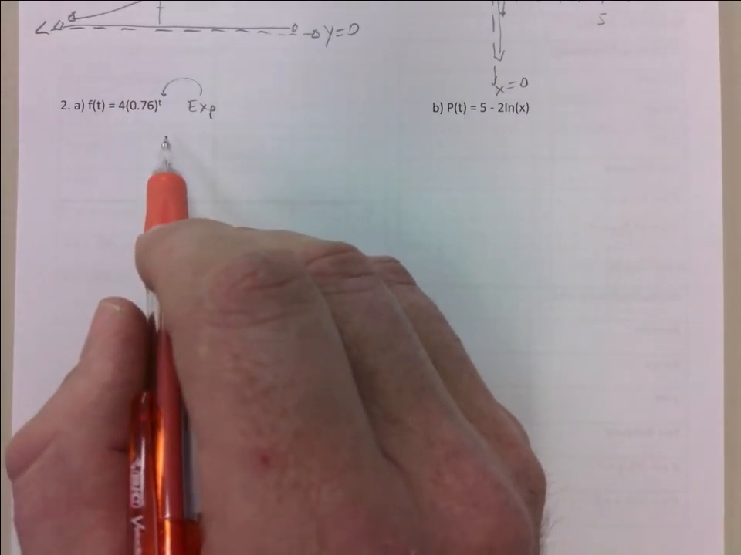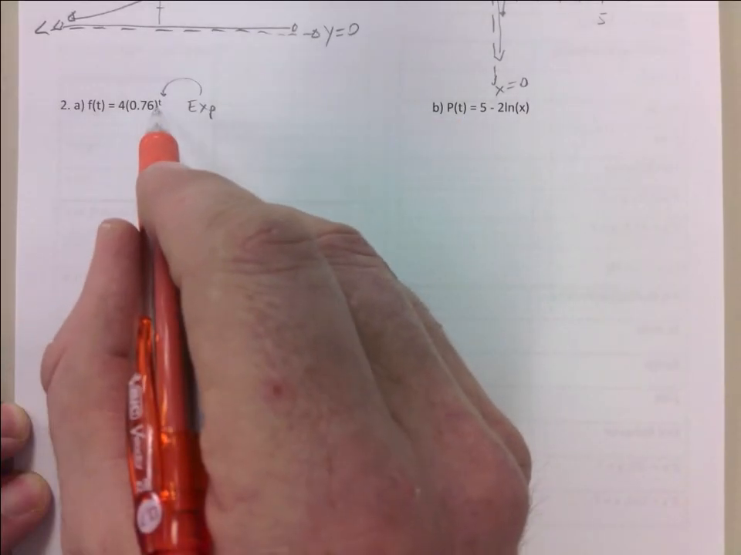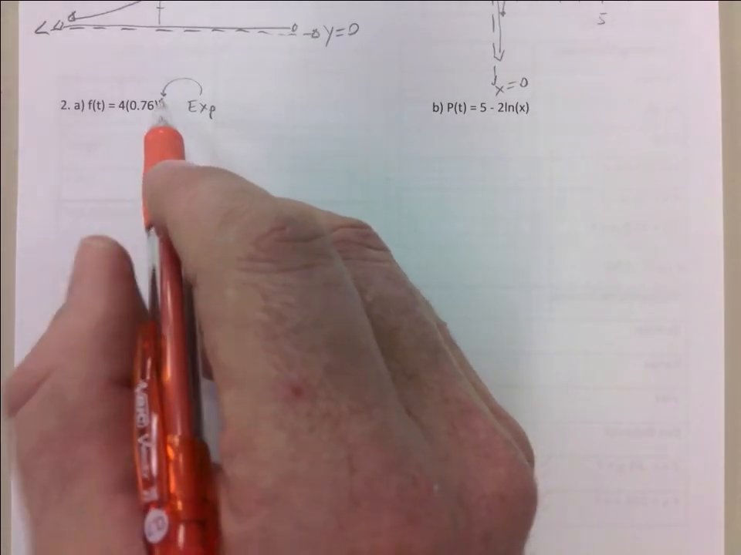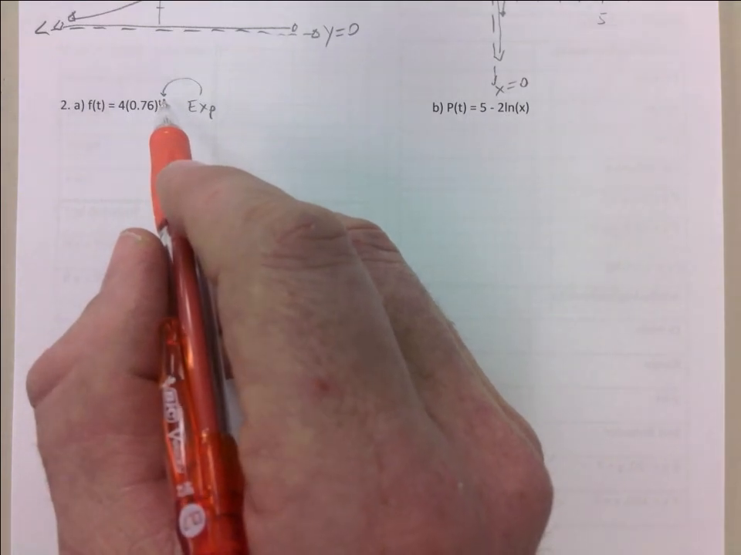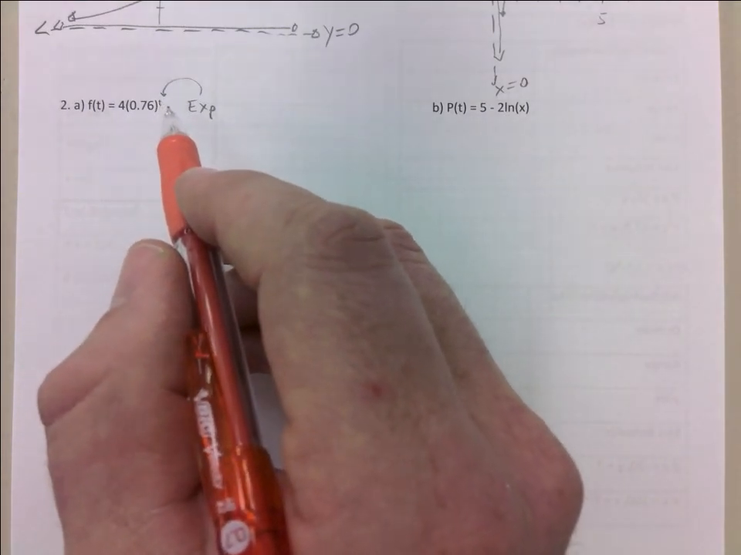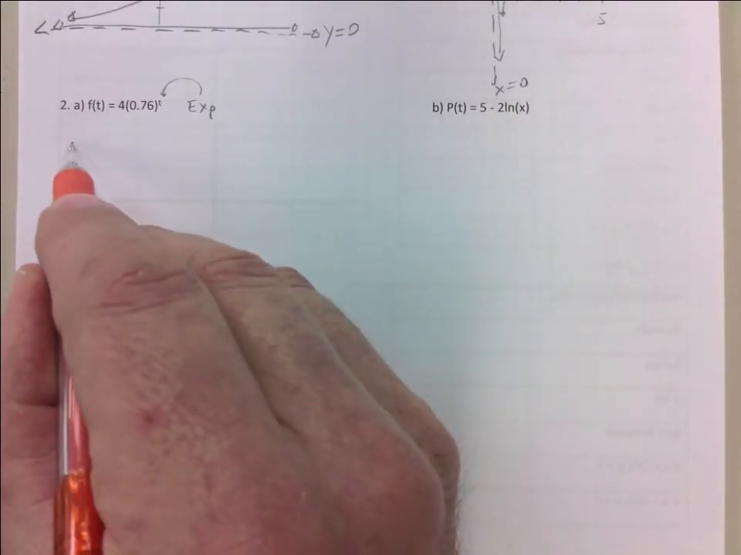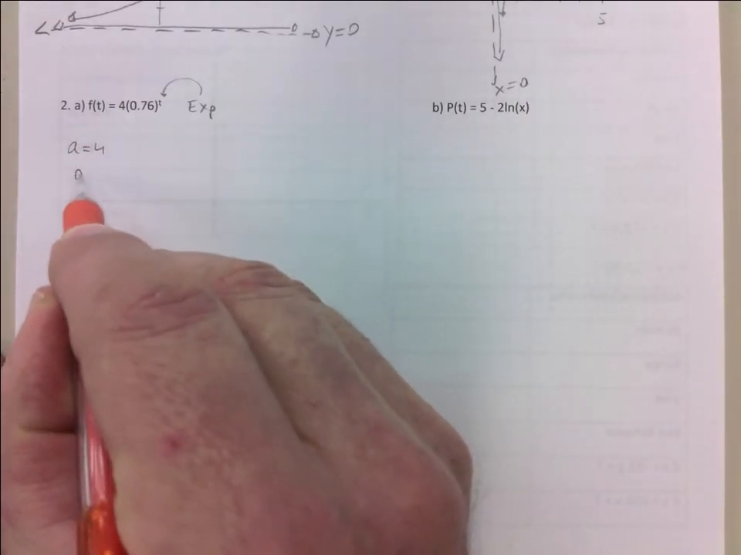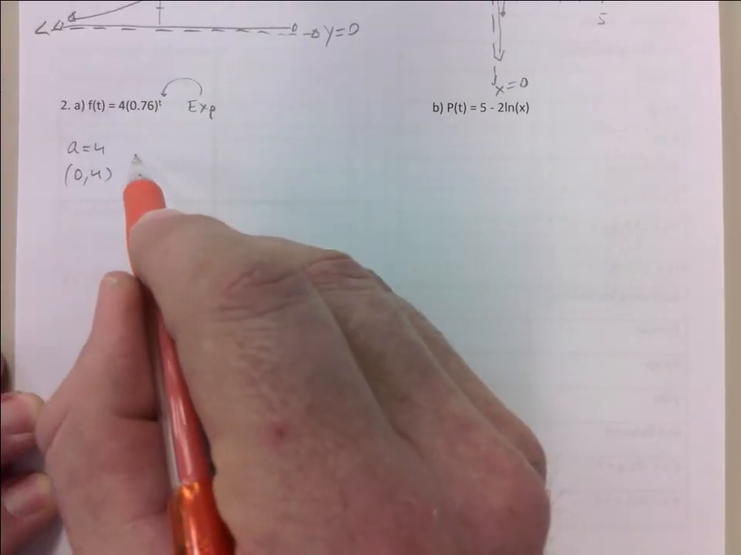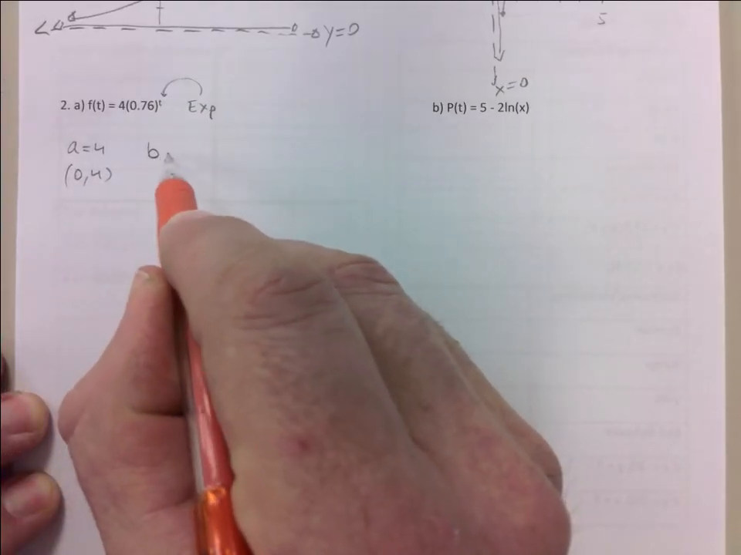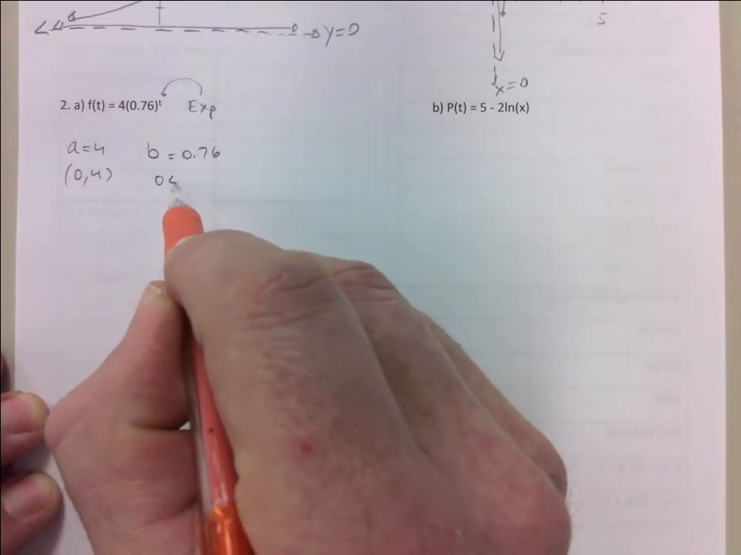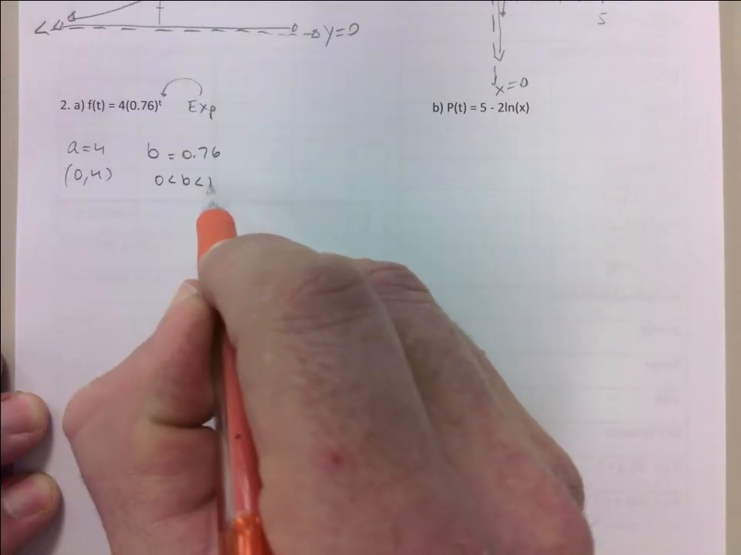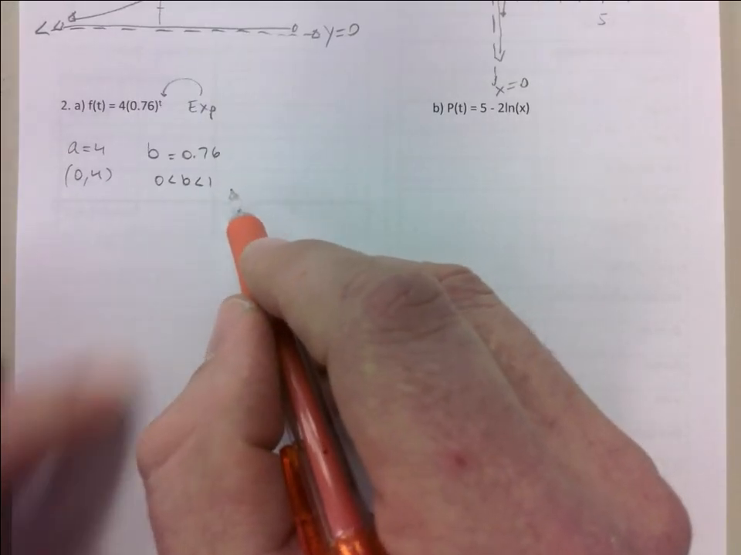We'll do that later. Right now, let's just focus on one thing. Sometimes the exponent has like a fraction. It's like t to the, like over 3. Don't worry about it. Just type it in. It's still exponential. So we know that a is equal to 4. So 0, 4 is a point. B is 0.76. Because it's between 0 and 1, it's decreasing.